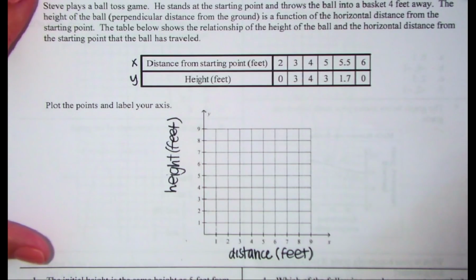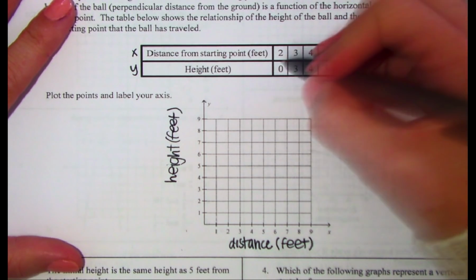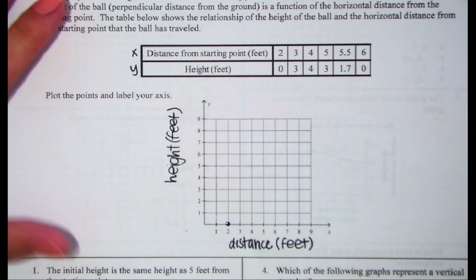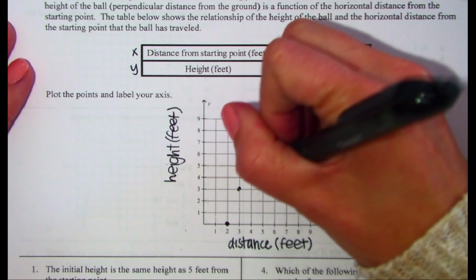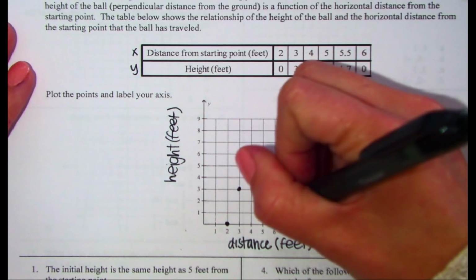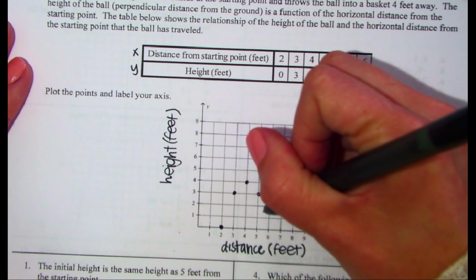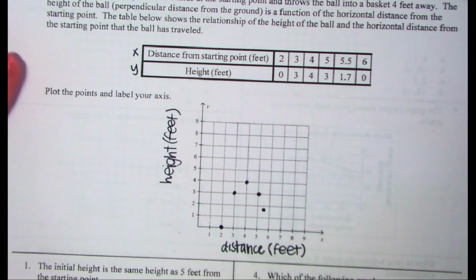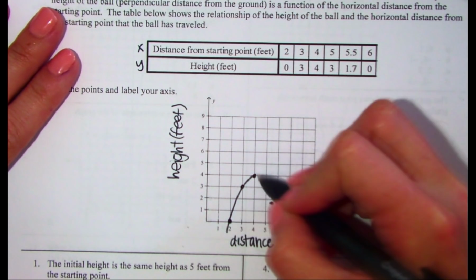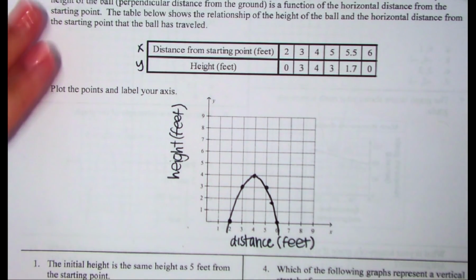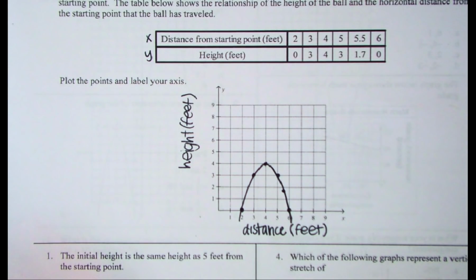Okay, so we're going to plot the points. So (2, 0), x, y, would put us here. And then (3, 3), (4, 4), (5, 3), (5.5, 1.7) would be about right here. And then (6, 0). So if we drew our graph through those points, we see a parabola is given to us with this table and these points.